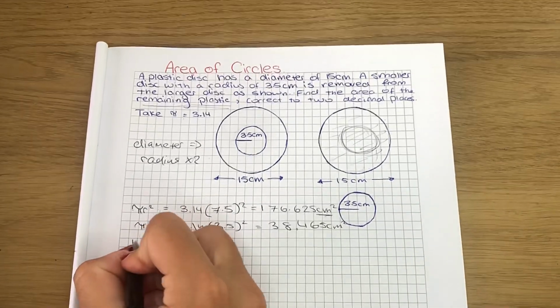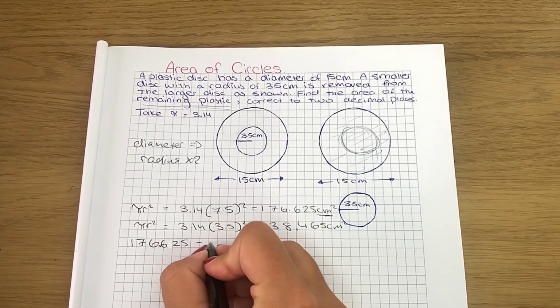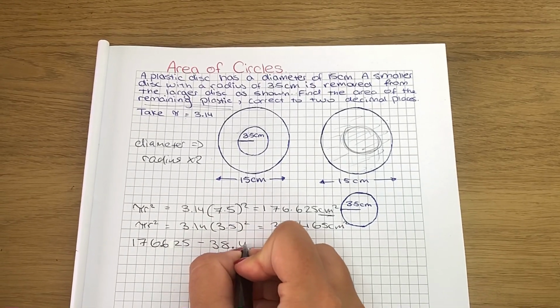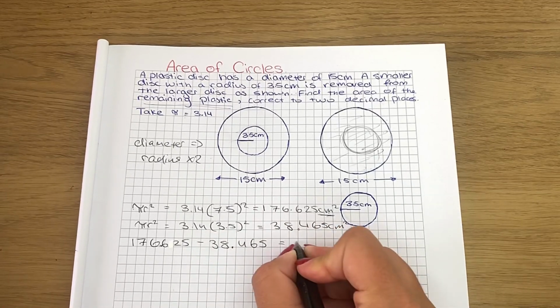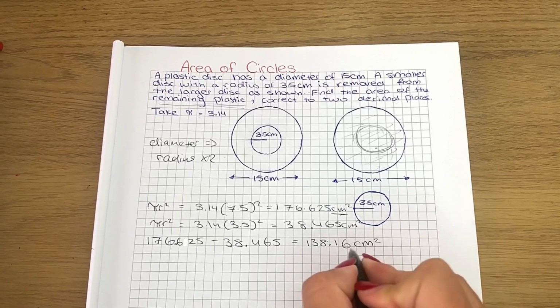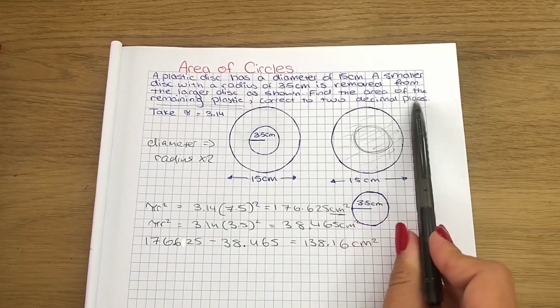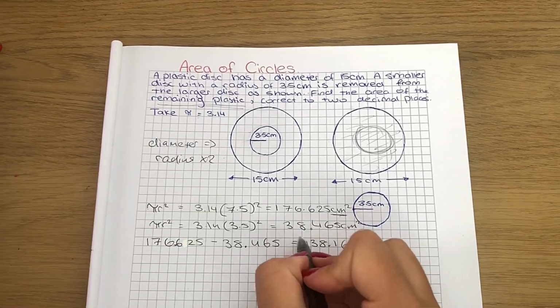So, 176.625 take away 38.465 is equal to 138.16 centimeters squared. Now, keep in mind, in the question, they're asking us to correct it to 2 decimal places, and we have. So this is our answer.